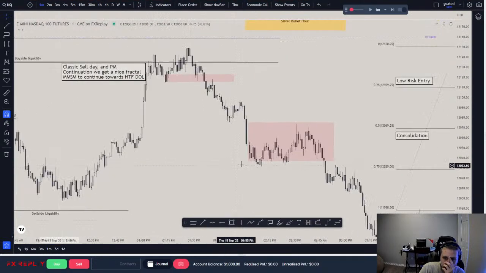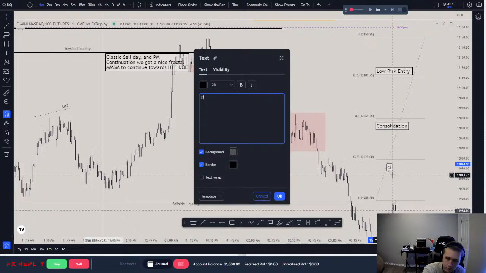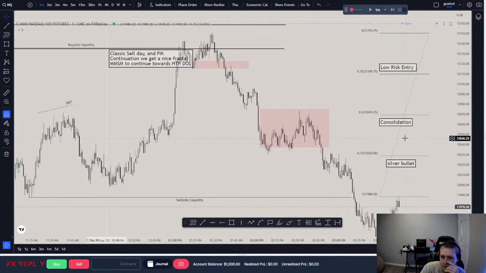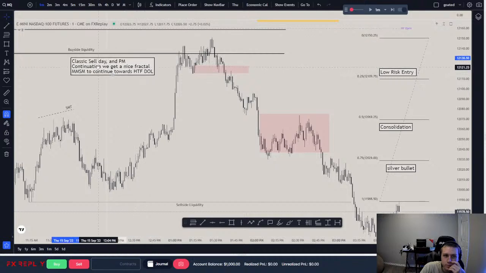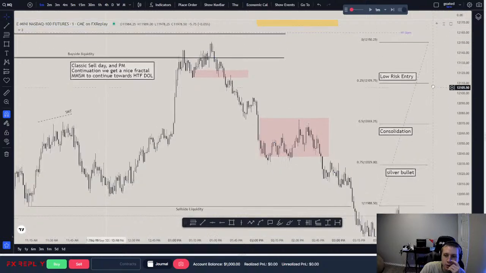I don't know if that's anything worth noting. And then look exactly where silver bullet happens. I don't know if that's a coincidence or not. I'm not sure. Silver bullet hour as well.